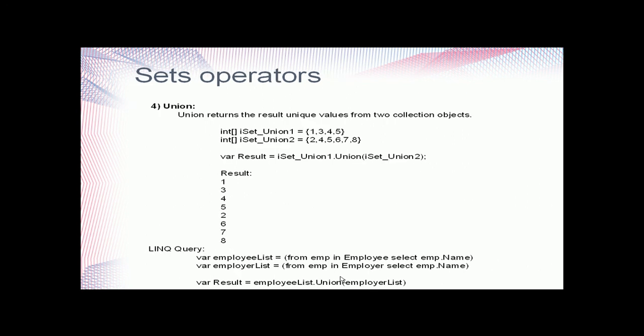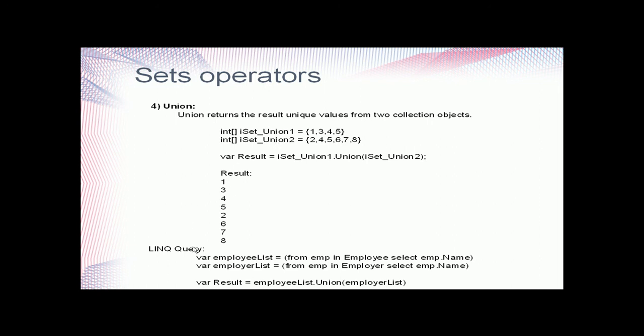Next is union. Union returns the unique values from both collection objects. Here I have taken two integer arrays, and if you do a union with these objects, it will return the unique values from both the objects. It is the same as distinct also, but distinct removes the duplicate elements from the object, while union returns the combined results.